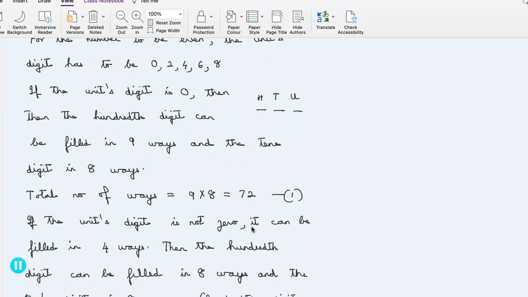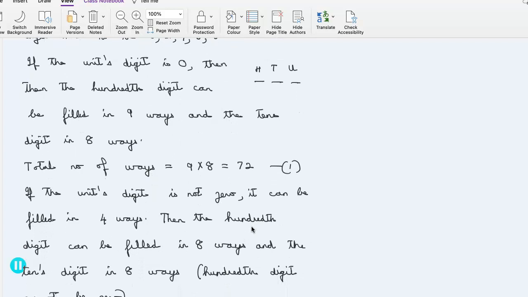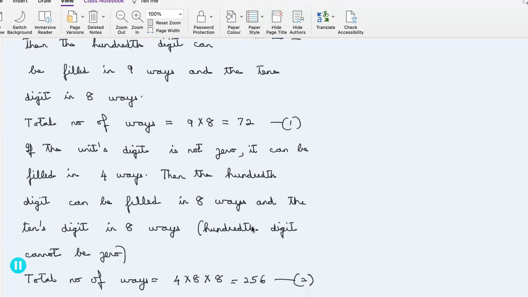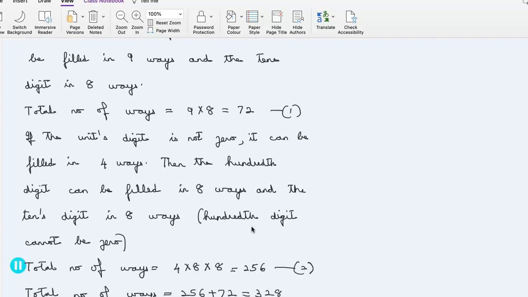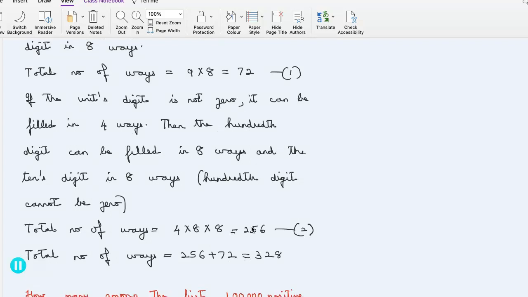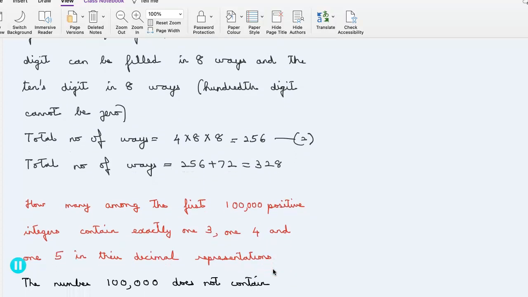If the units digit is not 0, it can be filled in 4 ways because you have 2, 4, 6, 8. And the 100th place can be filled in 8 ways because the 100th place cannot be 0, and the 10th digit in 8 ways because 2 digits have gone. So the total number of ways is 4 into 8 into 8, which is 256. So either you can have the first option or the second option. So total number of ways is 256 plus 72, which is 328.